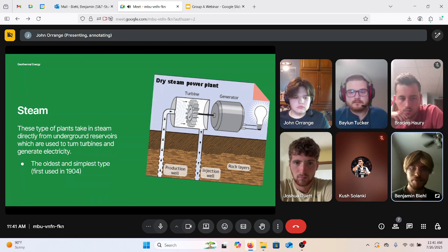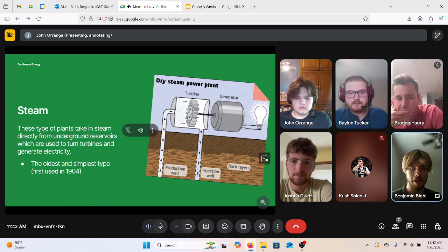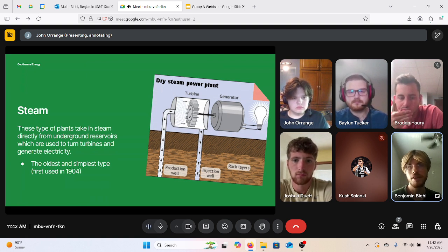As you can see in the diagram here, steam comes up through a little pipe. It then goes into the turbine holding cell, which spins the turbine and generates electricity. Leftover residue goes down an injection well back into the earth. This is the oldest and simplest type. It was first used in 1904, but isn't very popular today, as advancements in design have allowed other types of plants to flourish more.